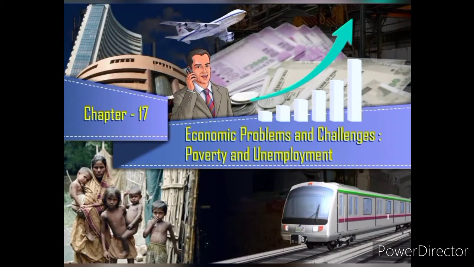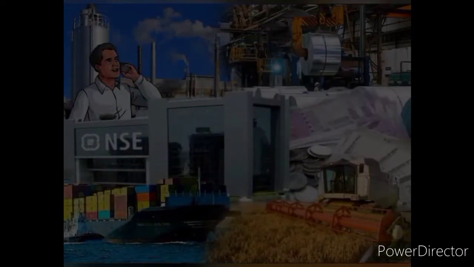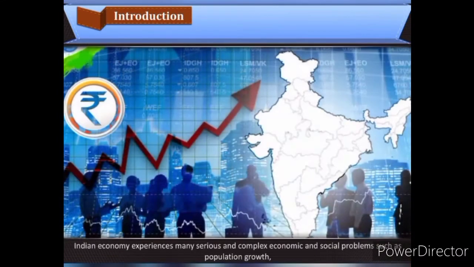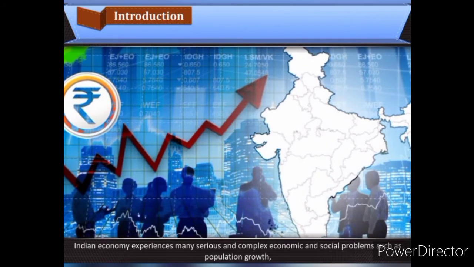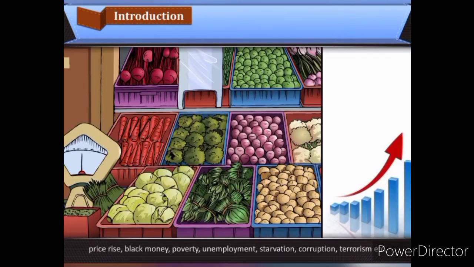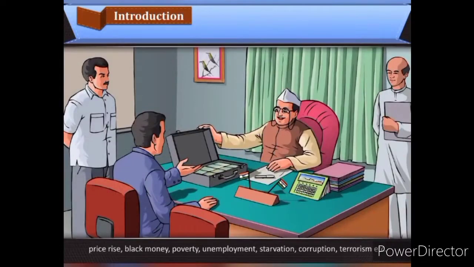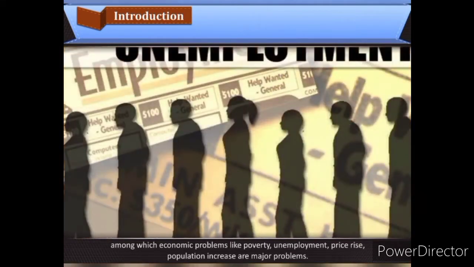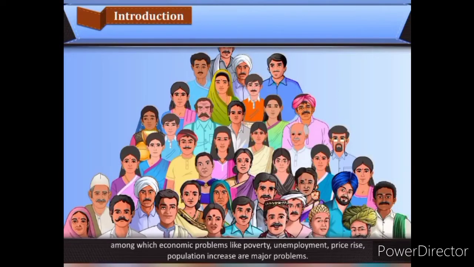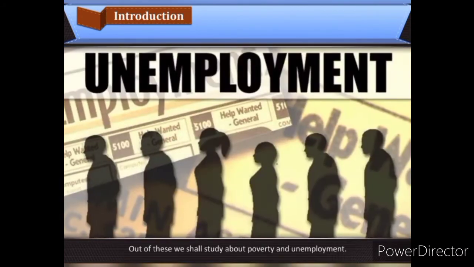Chapter 17. Economic Problems and Challenges, Poverty and Unemployment. Introduction. Indian economy experiences many serious and complex economic and social problems such as population growth, price rise, black money, poverty, unemployment, starvation, corruption, terrorism, etc., among which economic problems like poverty, unemployment, price rise, population increase are major problems. Out of these, we shall study about poverty and unemployment.